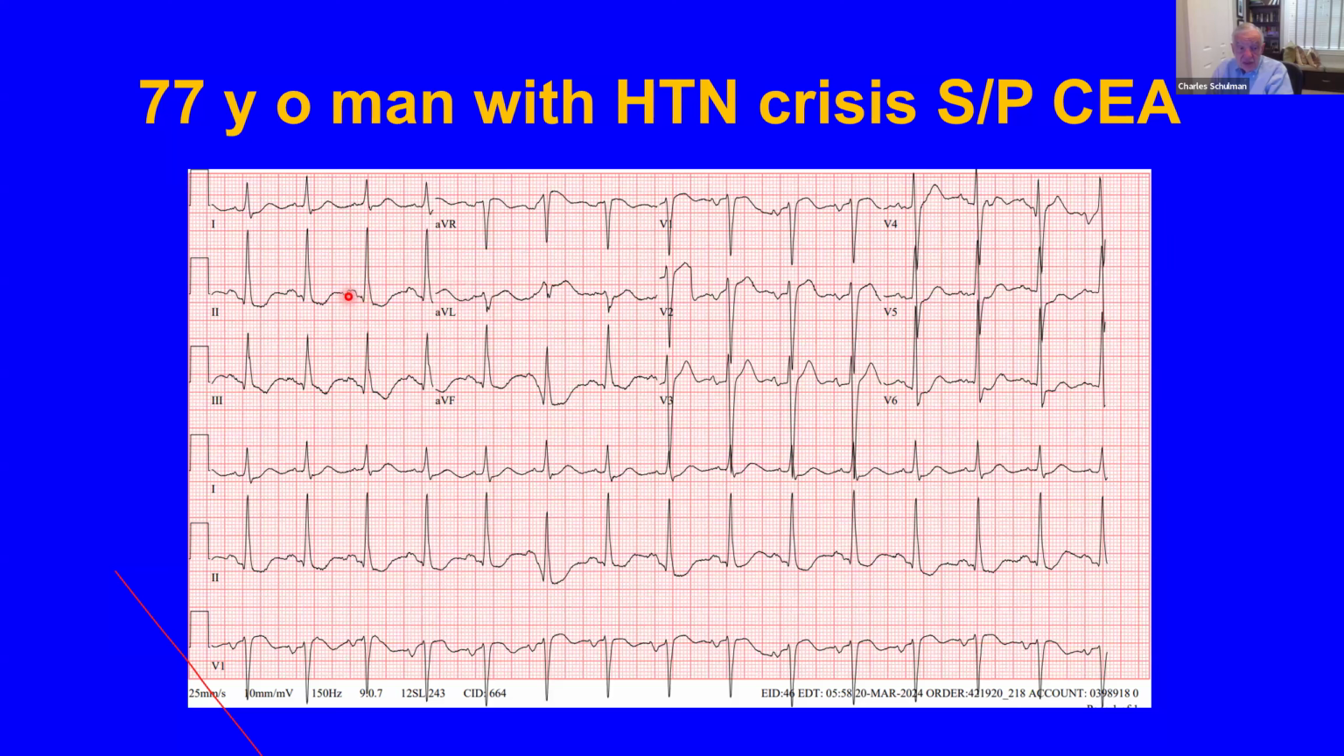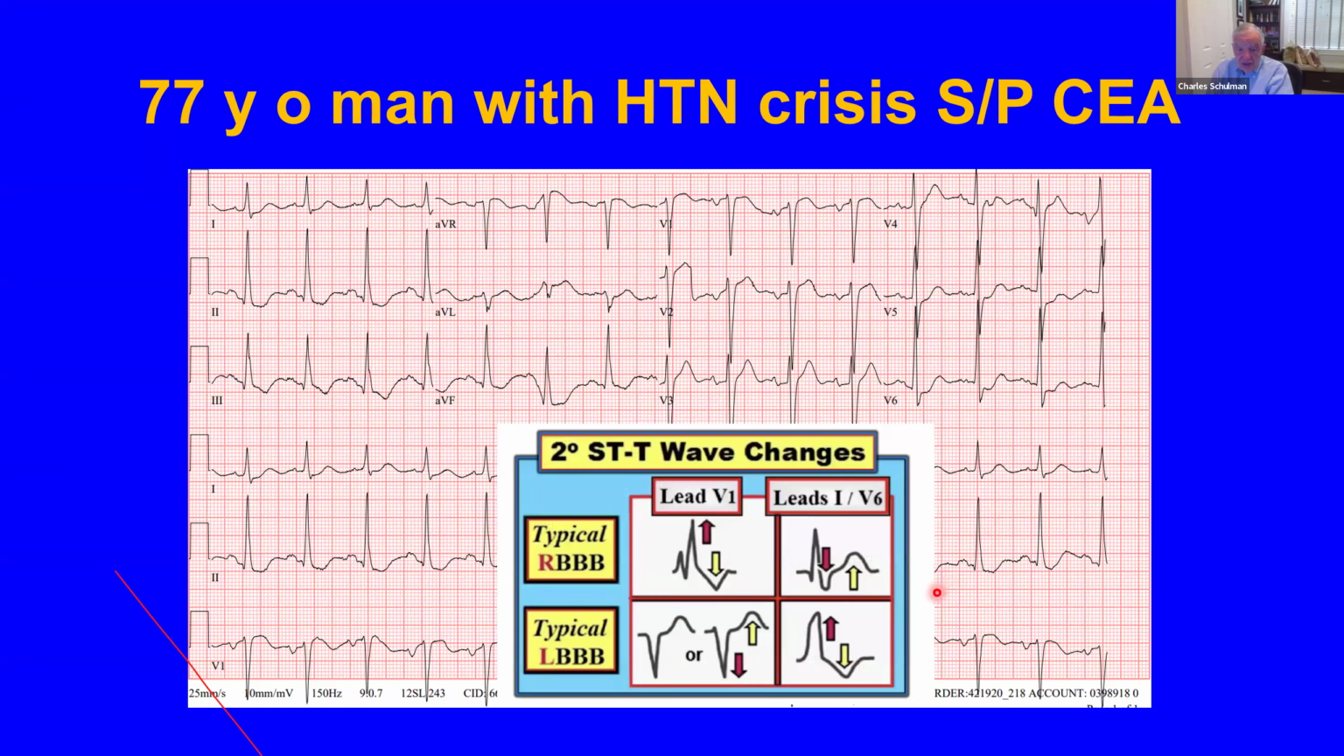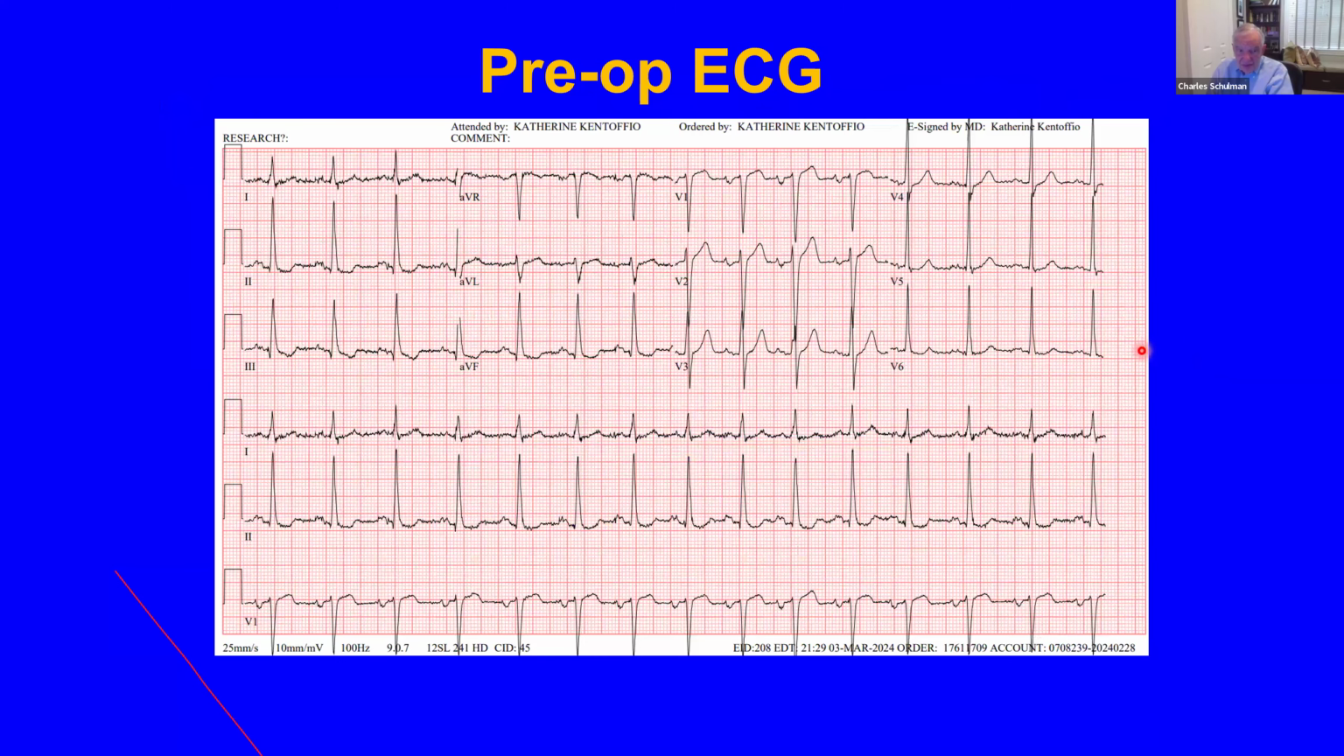Now you see ST depressions in leads 2, 3, and aVF, and V5 and V6. But you recall we said that you could have secondary changes, right? So you could have ST depressions where the major deflection of the QRS is upright, and you could have ST elevations where the major QRS deflection is down. So it's not so clear from this ECG until you look at the preoperative tracing, which didn't have that. It had these changes, which are probably due to left ventricular hypertrophy, in leads 2, 3, and aVF, okay, and no real ST elevation.